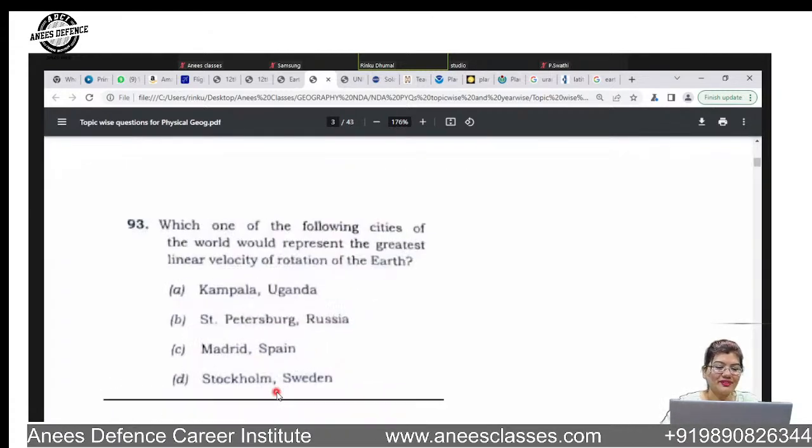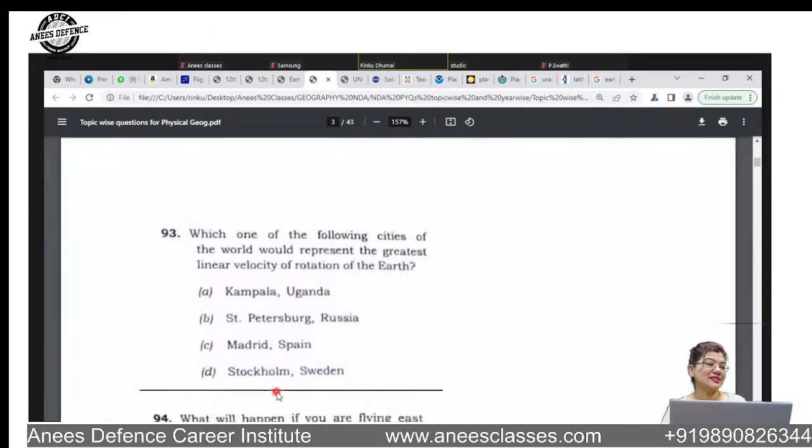ये वाला अच्छा है. ये वाला आंसर कर सकते हो आप based on what we've just seen. Which one of the following cities of the world would represent the greatest linear velocity of rotation of the earth? Which city would have, or let's forget about the cities. Tell me which part of the earth would experience the greatest rotation. सबसे ज्यादा rotational speed कहाँ होगा? इक्वेटर पे, है ना? इक्वेटर पे होगा.